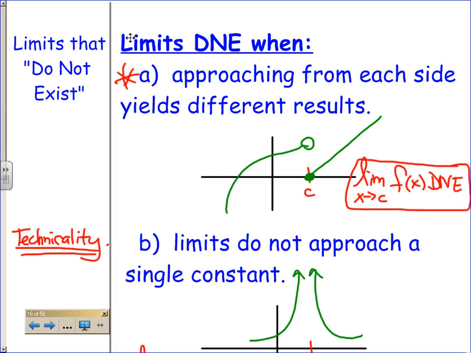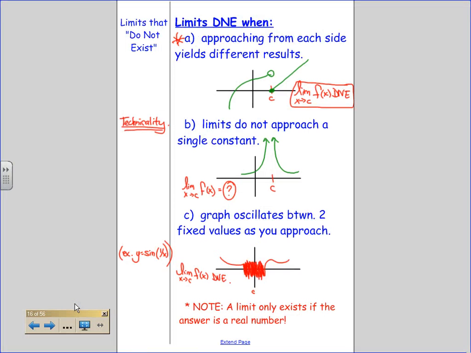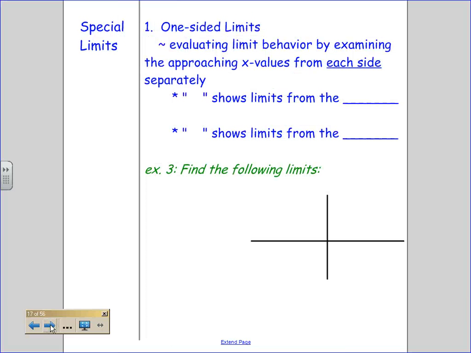Real quick, guys, at the bottom, if you didn't already write the note: a limit only exists if the answer is a real number. Technically, the limit only exists if the answer is a real number, which is what's going on in B and in C. C does not exist. A does not exist. B does not exist, but we're going to try and write them as an answer in a little bit.